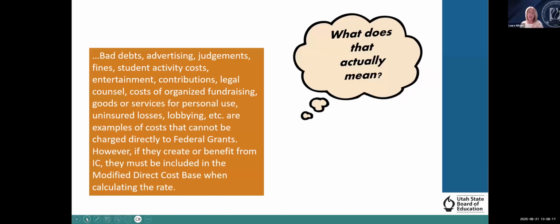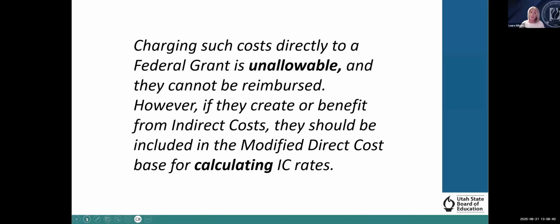However, if they create indirect costs or if they benefit from indirect costs, we will use them when we calculate your rate. They'll be put into the denominator, the modified total direct cost base. Again, we're talking about just rate calculation. Those would be used in rate calculation in our base. So to say that another way, charging these costs directly to a federal grant would be unallowable and they cannot be reimbursed. However, if they create or benefit from indirect costs, they will be included in the modified direct cost base for calculating your rates.